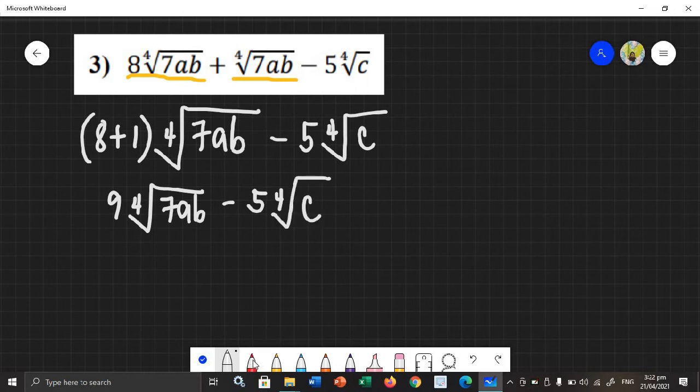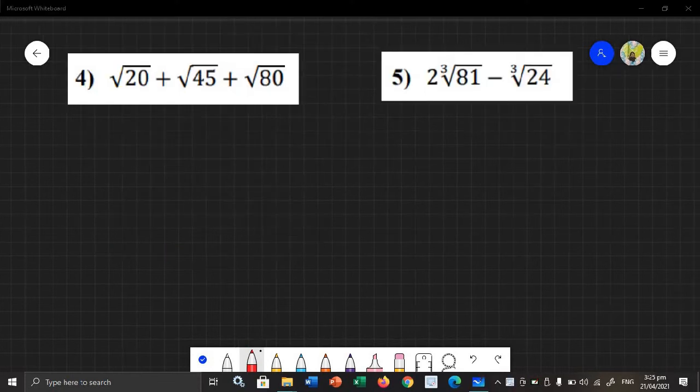So, we cannot further subtract this one kasi kung napapansin ninyo, they have the same indices pero yung radicands nila, they are different. So yung una, 7ab, yung pangalawa, c, we cannot subtract 9 and 5 if that is the case because they are dissimilar radicals. Therefore, this is now your answer. So we have 9 fourth root of 7ab minus 5 fourth root of c.